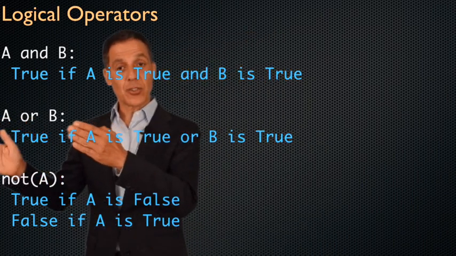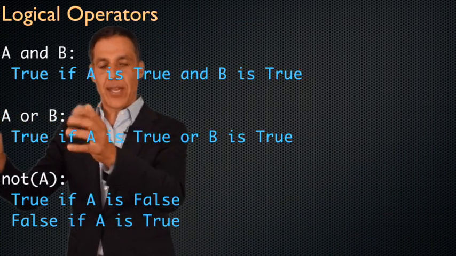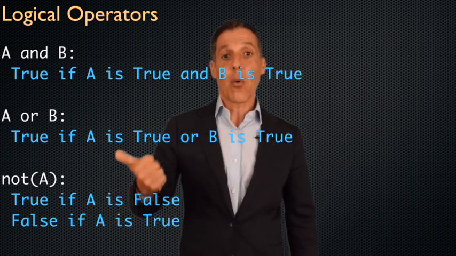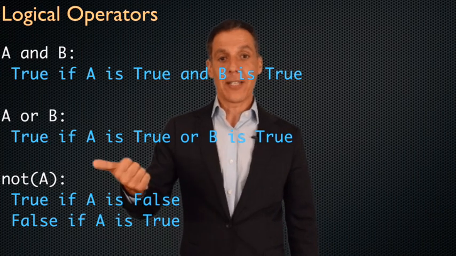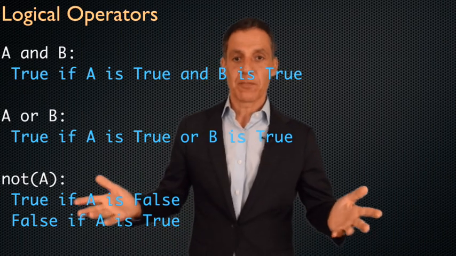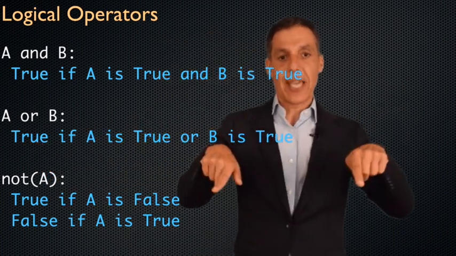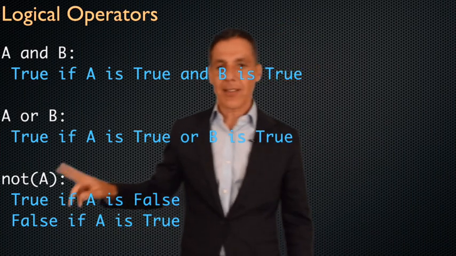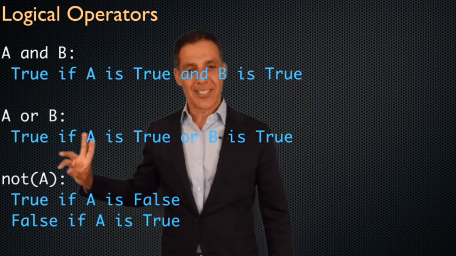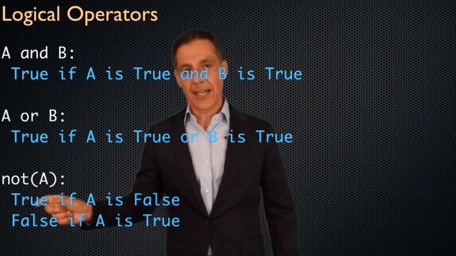I can ask, is this true or this true? And that whole logical combination of A or B will be true if A is true or B is true. So is it sunny outside or is it warm outside? If it's sunny outside but cold, it's true. If it is cloudy outside but it's warm, it's true. Whereas if I say, is it sunny outside and is it warm, both of those have to be true for me to say it is sunny and it is warm. And then the last logical operator is not. It simply inverts. So if A is true, then not A is false. And if A is false, then not A is true.